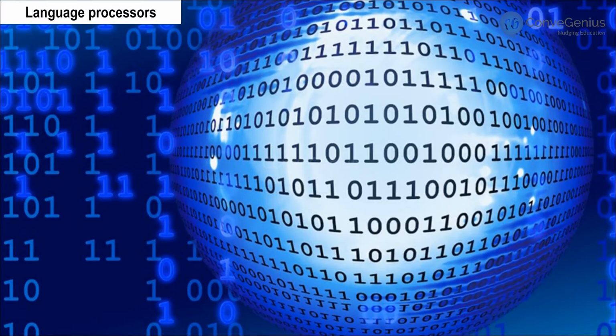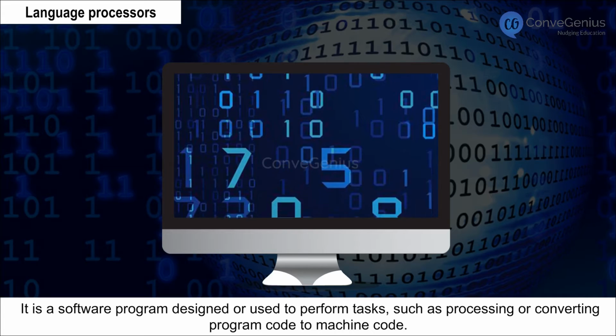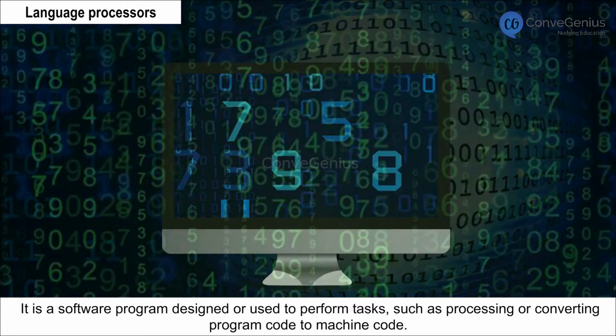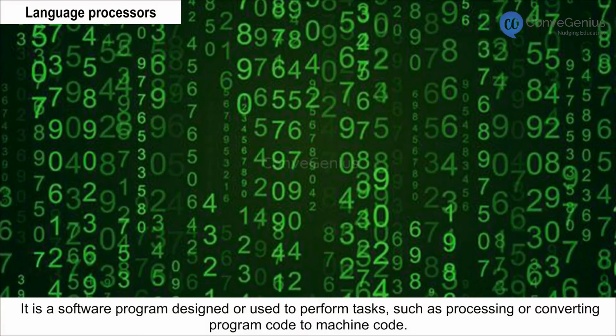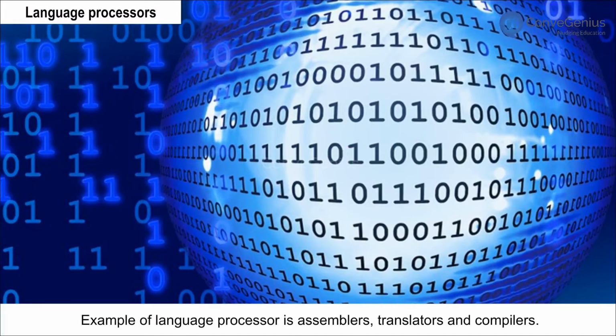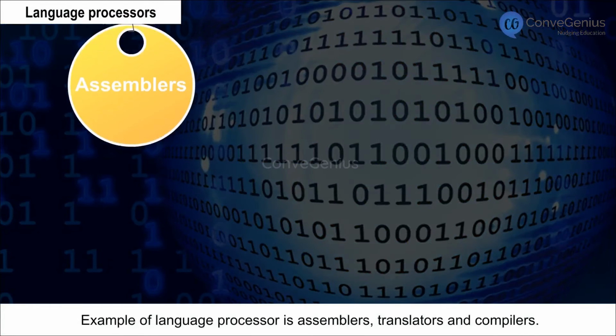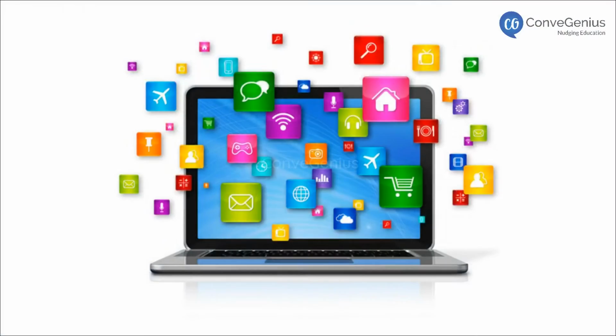Language processors. It is a software program designed or used to perform tasks such as processing or converting program code to machine code. Examples of language processors are assemblers, translators, and compilers.